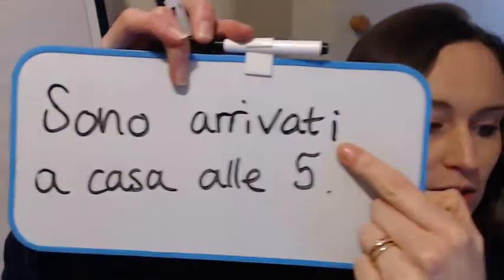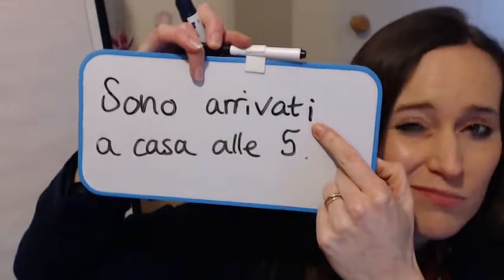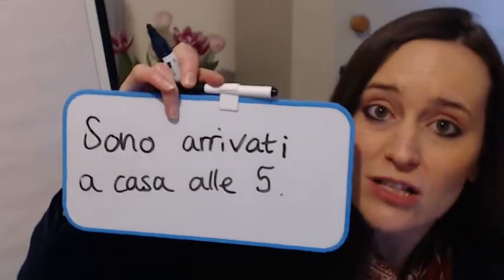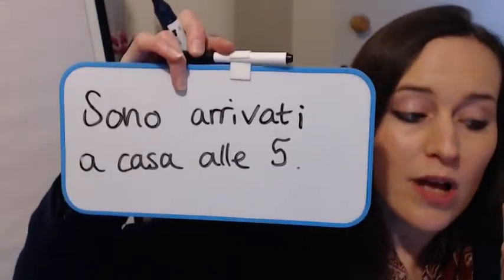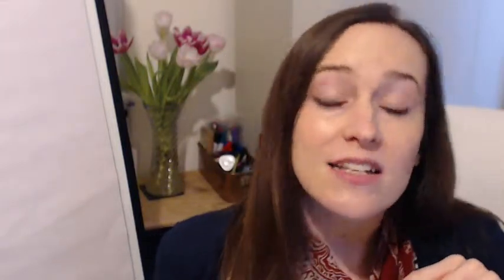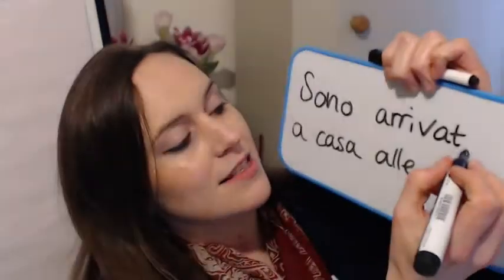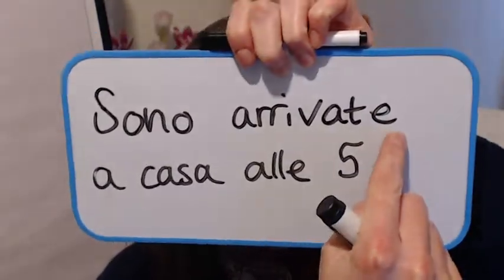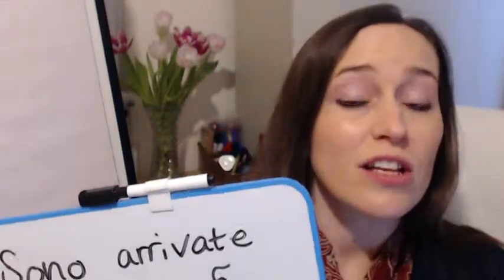This i at the end tells you that it's probably a bunch of males, or it could be a group of mixed gender with men present. So sono arrivati. So what do you think happens if we're talking about they, a group of ladies, le donne? The ladies arrived home at 5. They arrived home. Sono arrivate. So this is something that might be very strange and a bit confusing, but you're going to see it a lot in the next few weeks.